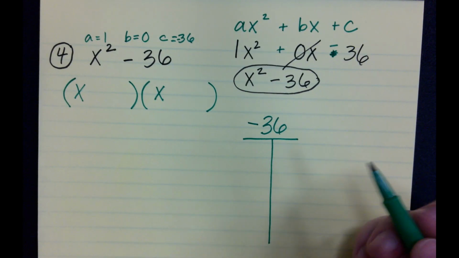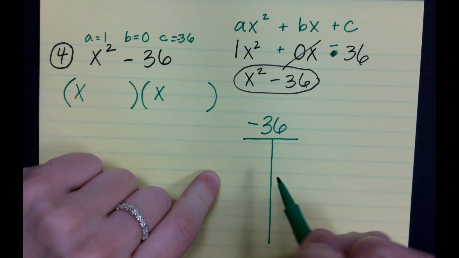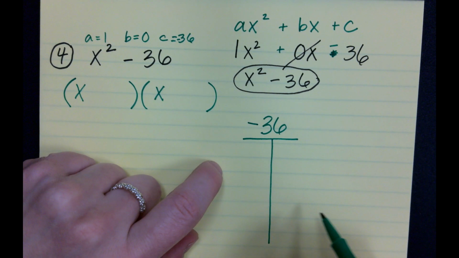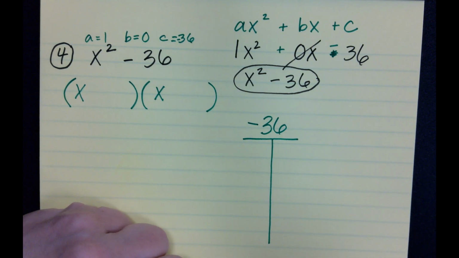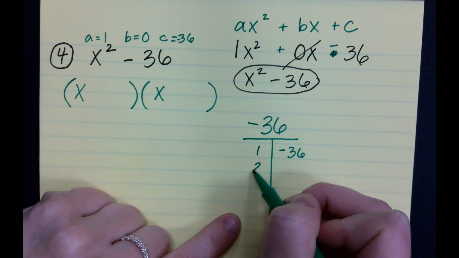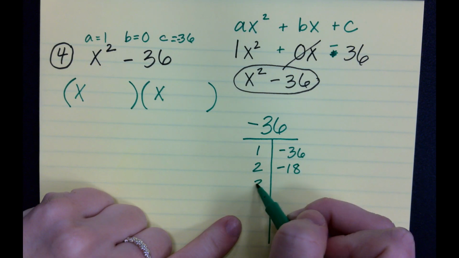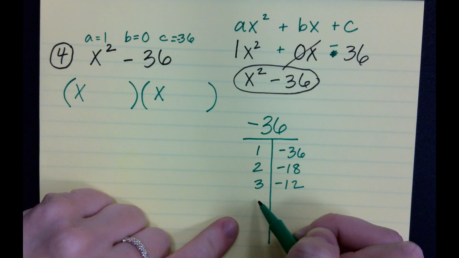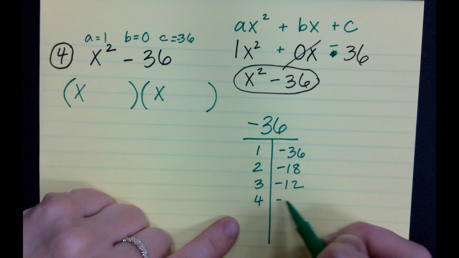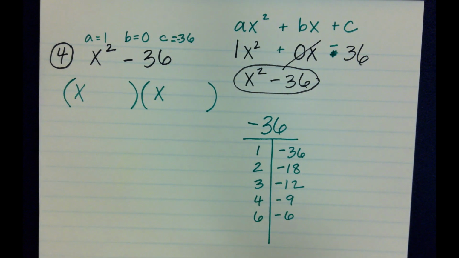Okay, so let's start. If you're already starting to get a sense of what numbers will and won't work, you don't have to write them all out. I'm just showing all of them so everybody sees where they're coming from. So I could do 1 and negative 36, 2 and negative 18, 3 and negative 12, 4 and negative 9. Can't do 5. 6 and negative 6. And let's stop there. Give you guys a minute to get that written.